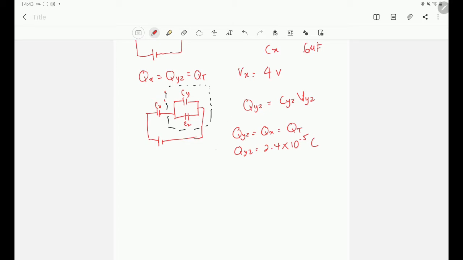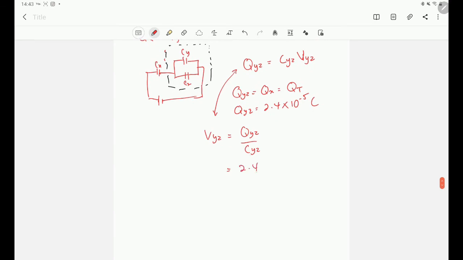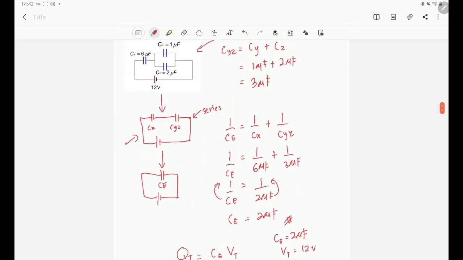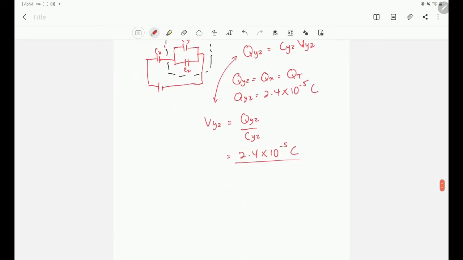So for this question, VYZ is equal to QYZ divided by CYZ. QYZ is 2.4 times 10 to the power negative 5 coulomb, and CYZ is 3 microfarad. So we divide by 3 microfarad, and then you get 8 volt. So VYZ is 8 volt.